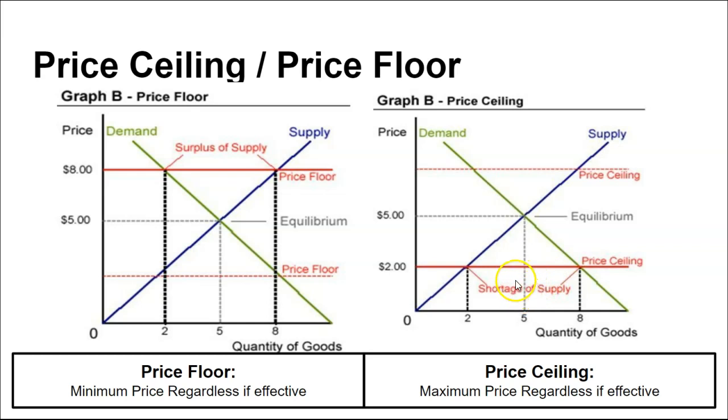Typical examples for a price ceiling would be something like rent control, for instance. For a price floor, typical would be things like minimum wage, or sometimes agricultural prices can sometimes be floors, sometimes ceilings actually, for both of those.